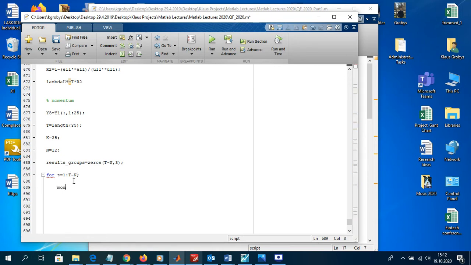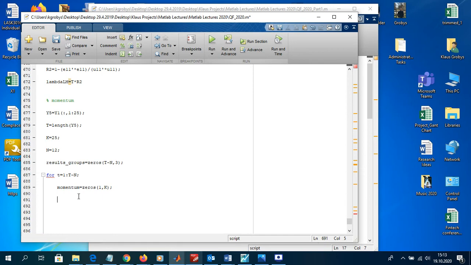And what do we do? Let's create a vector and call it momentum. It's a vector of zeros, which has the dimension 1 by K. We store here the cumulative returns for each of the 25 assets. This vector has the same number of columns as the Y1 matrix, which has 25 columns, which is also important, as we will see.